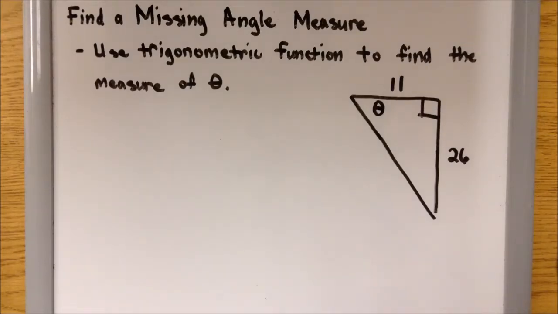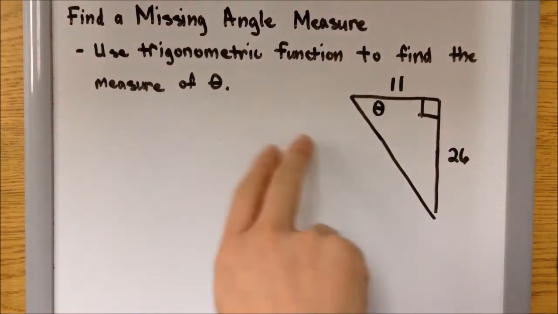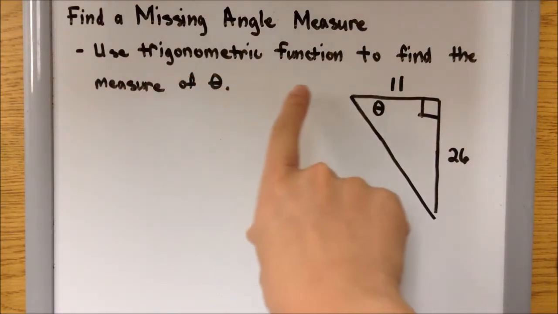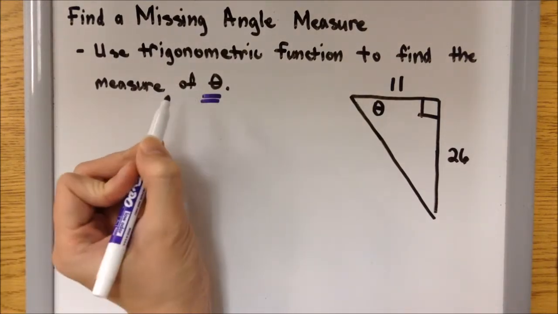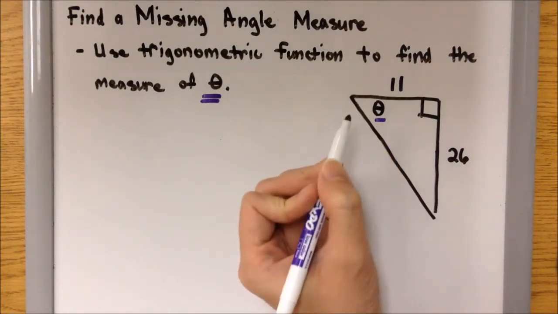So for the section of find a missing angle measure, this is where we're going to apply the inverse trig function. So inverse sine, inverse cosine, inverse tangent, and reciprocal function depending on the problem. Now, our first example, use trigonometric function to find the angle measure of theta. So angle measure of theta, which is right here.